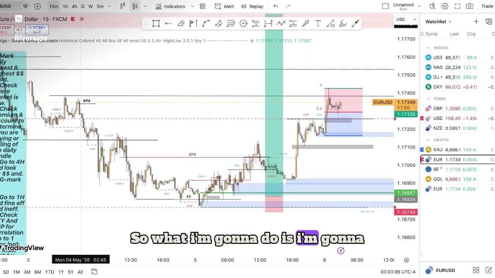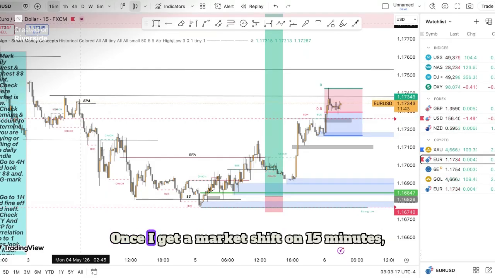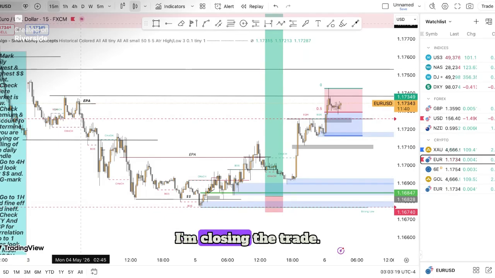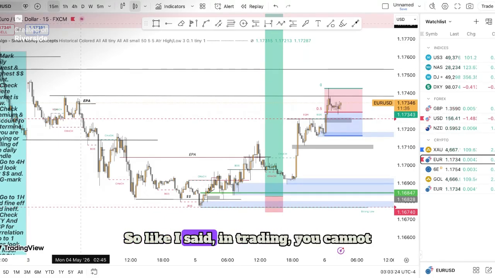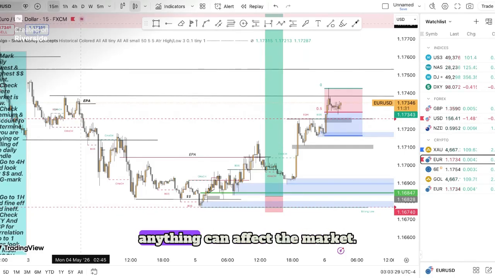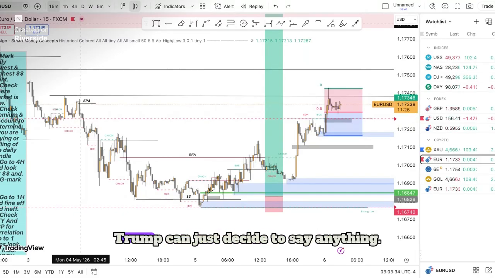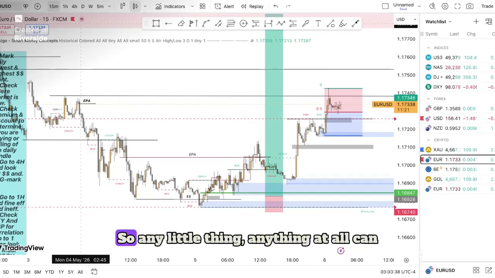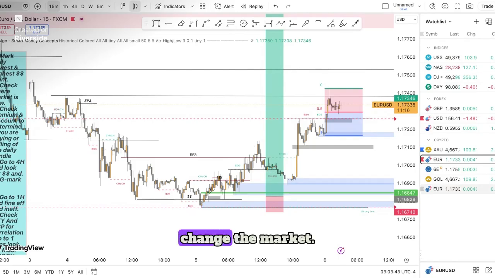So what I'm going to do is monitor the trade. Once I get a market shift on 15 minutes, I'm closing the trade. But if there is no market shift, I'll leave it till TP. Like I said, in trading you cannot be 100% sure because you don't know. Anything can affect the market. It could be news, it could be an event. Trump can just decide to say anything. And remember, we are trading USD. Any little thing can change the market.